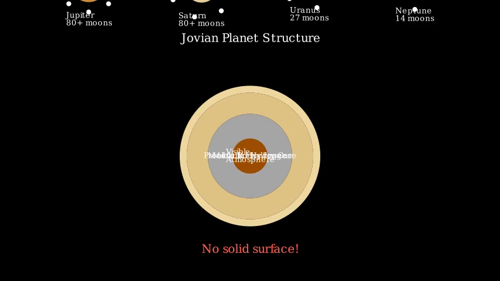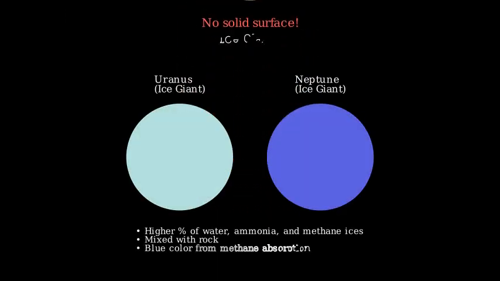Deeper inside Jupiter and Saturn, the enormous pressure is so intense that hydrogen is compressed into a state called metallic hydrogen, where it conducts electricity like a metal. For Uranus and Neptune, which are often called ice giants, the composition is different. They contain higher percentages of water, ammonia, and methane ices mixed with rock, giving them their distinctive blue coloration.